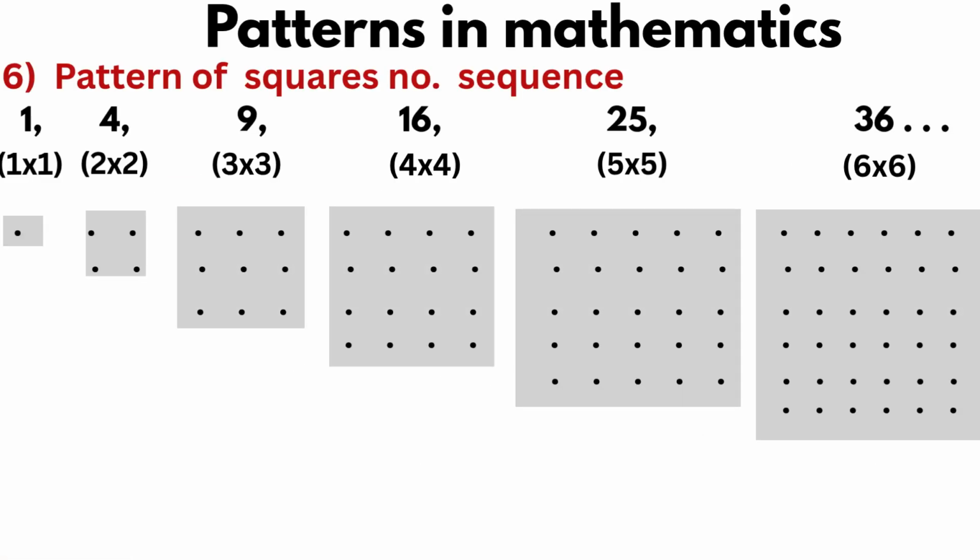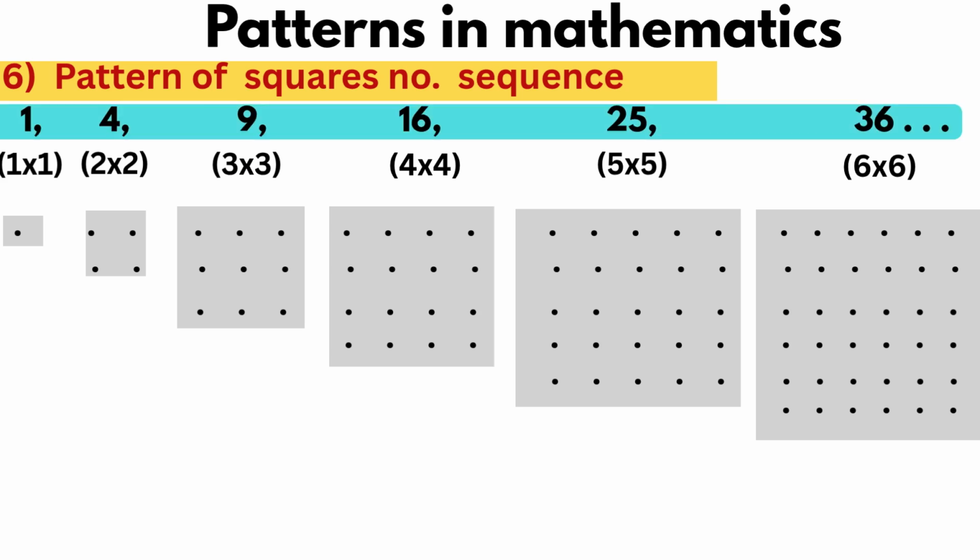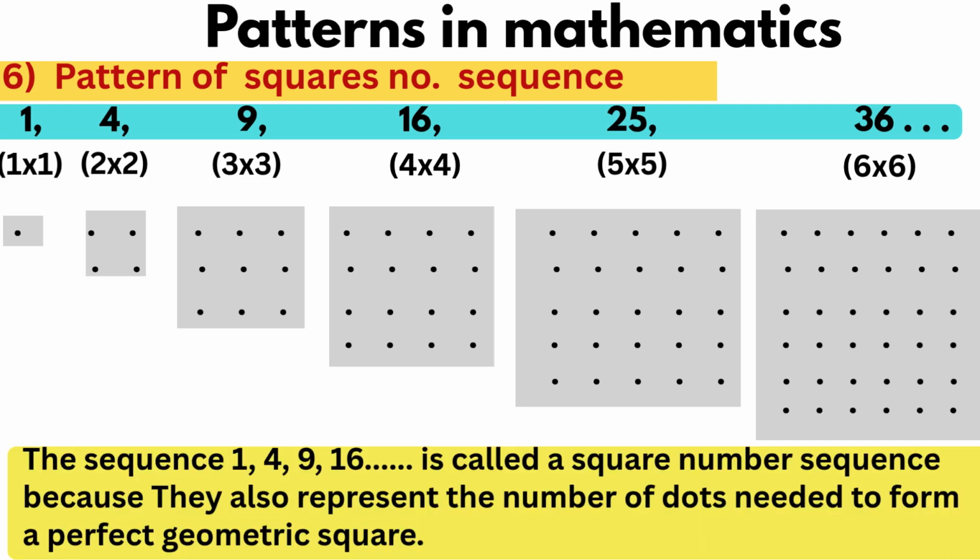Sixth pattern is the pattern of square number sequence. Square numbers are those numbers which are formed by multiplying a number by itself. Means 1 is formed by multiplying 1 by 1. 4 is formed by multiplying 2 by 2. 9 is formed by multiplying 3 by 3. Thus, the square number sequence is 1, 4, 9, 16, etc. The sequence is called square numbers because these numbers represent the number of dots needed to form a perfect geometric square.